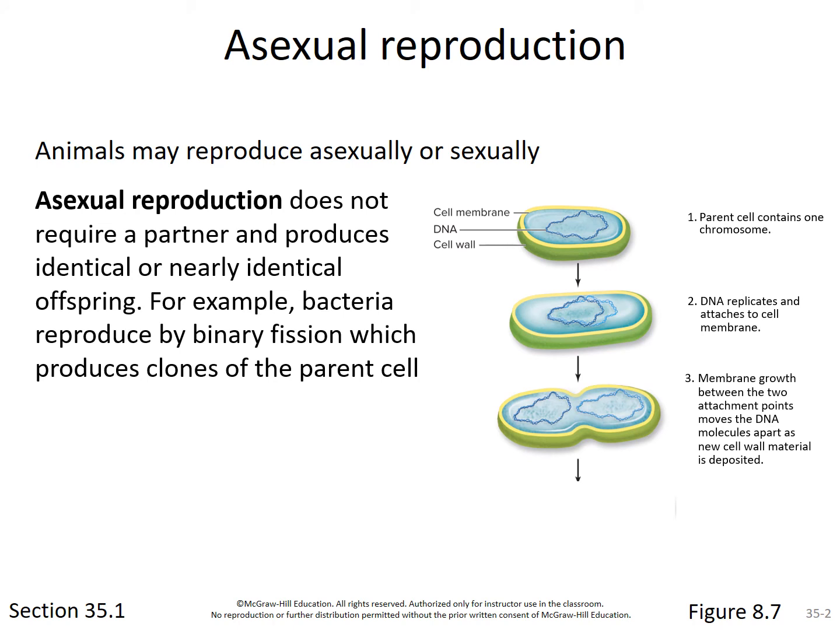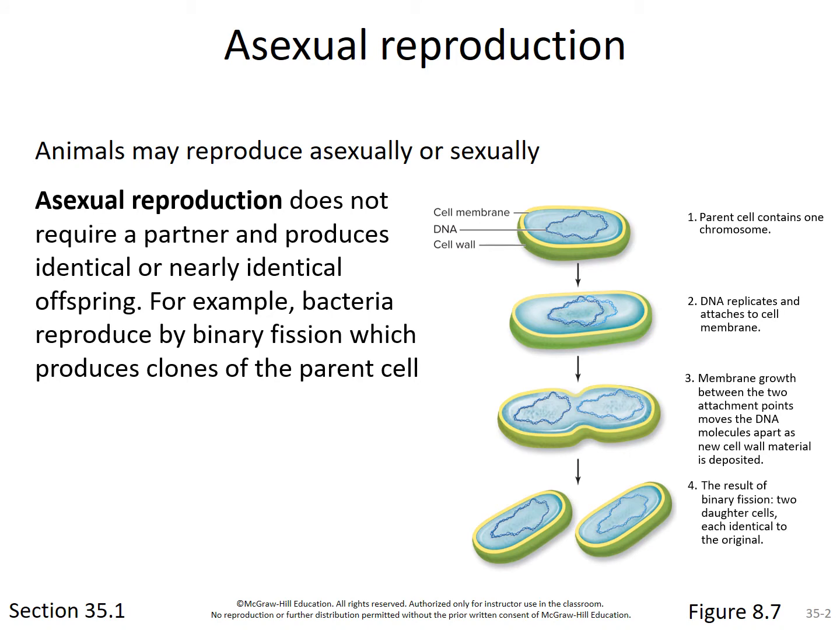Once this happens, you get membrane growth between the two different attachment points, and this moves the DNA molecules apart as the new cell wall material gets deposited. And your result of binary fission is going to be two daughter cells, each of which is identical to the original one.